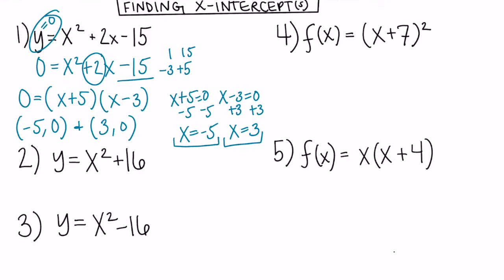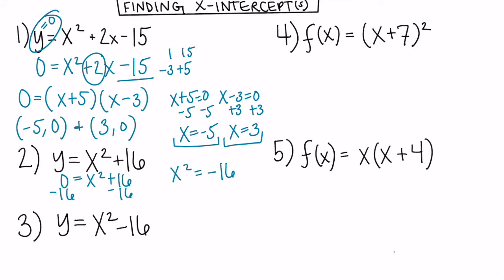So with number 2, you could factor that if you wanted, but there's actually an easier way. We're going to just go ahead and solve for x, because remember, to be an x-intercept, our y has to equal 0. So we're just going to change it to 0 equals x squared plus 16. And then I'm just going to solve for x. So I'm going to subtract 16, and we end up with x squared equals a negative 16.